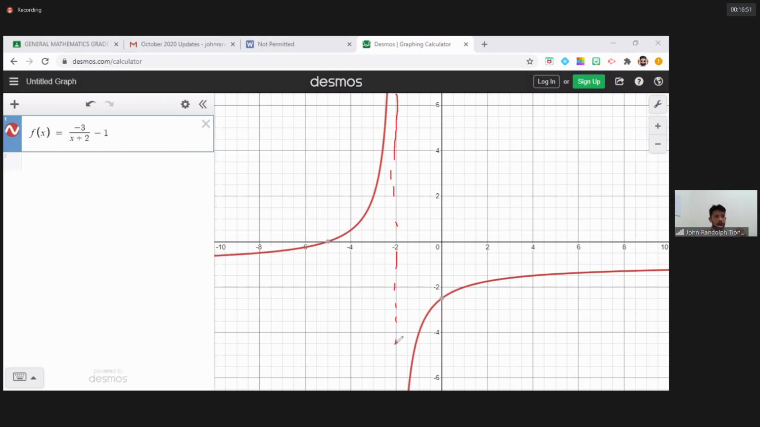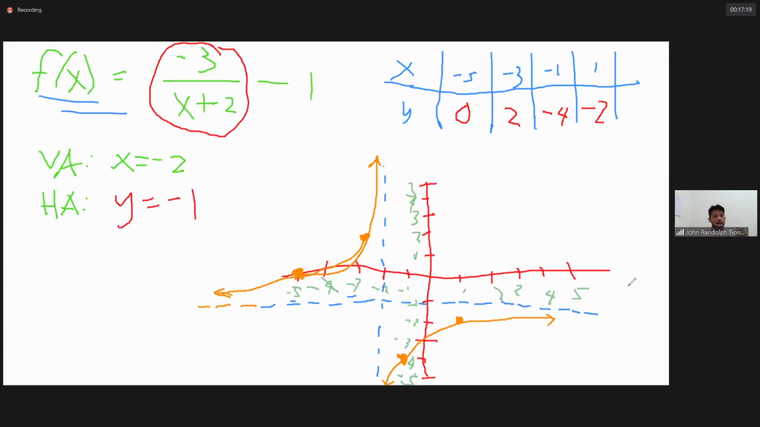So look at the graph. It does not touch the vertical asymptote. And look at here, the horizontal asymptote. This is probably negative 1. So it does not touch our horizontal asymptote. Now looking back to our graph a while ago, compare natin na dito. So it does not touch your vertical asymptote and your horizontal asymptote.